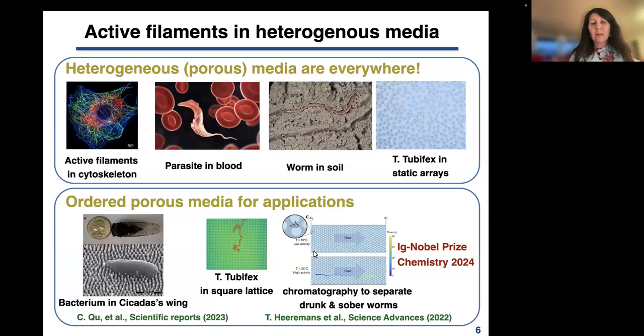And you can also have industrial applications. For example, they use the flow to separate worms of different types of activity, and the way they tuned the activity of worms was just to make them more drunk. And then they realized that they can separate drunk and sober worms, and this was so funny that they got an Ig Nobel Prize in chemistry last year about it.